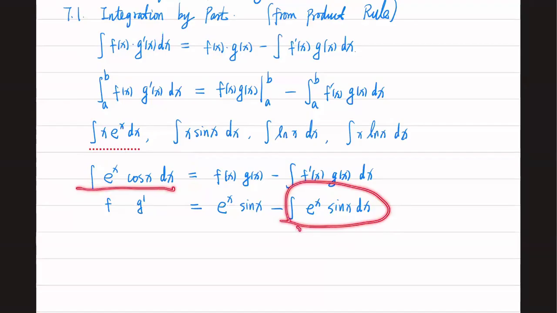Okay. This time we have choices. We choose to go ahead with the same process. So it's very important that we go the same direction. So this will be our f. This will be the new g derivative. We go the same direction. We want to apply the integration by parts again.